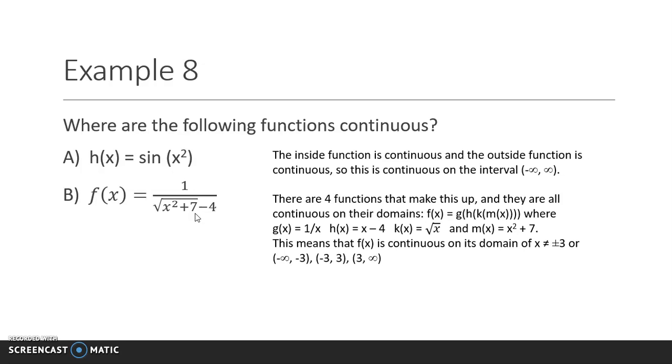Now, that would just be checking to see where this denominator is 0. And the denominator is 0 when x is positive or negative 3. Because if it's 3, then I'll have 9 plus 7 is 16. The square root of 16 is 4. And 4 minus 4 is 0.